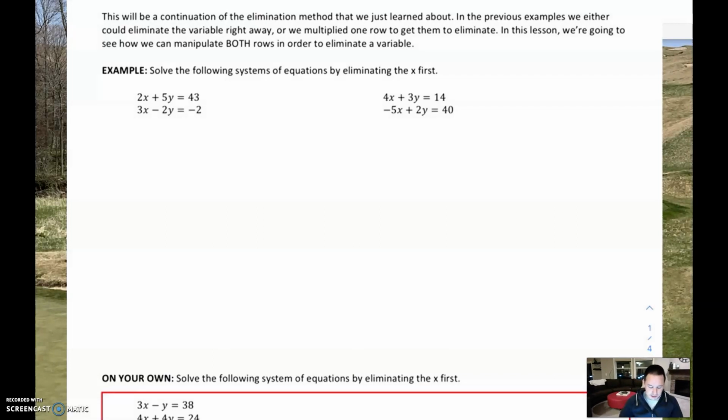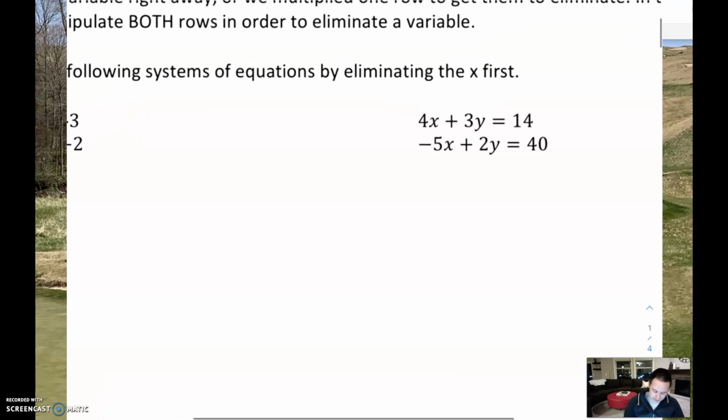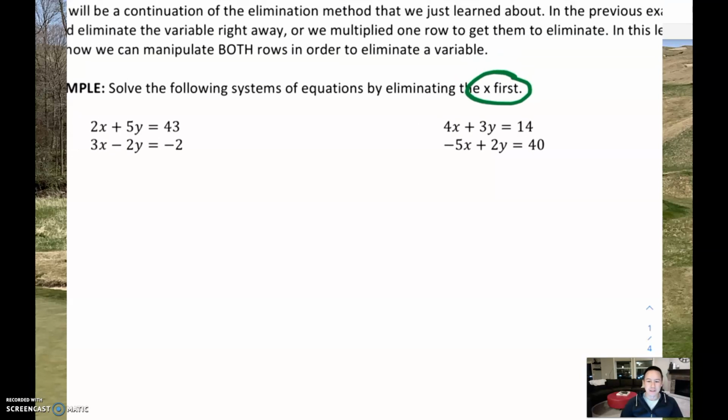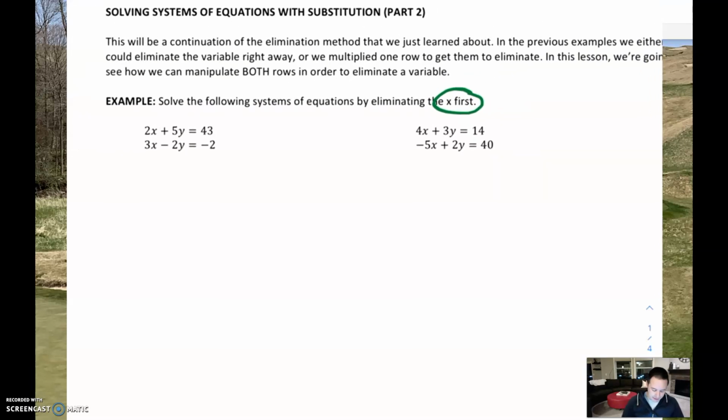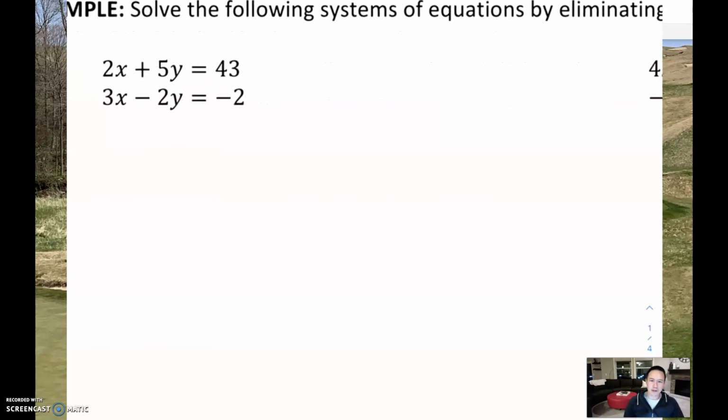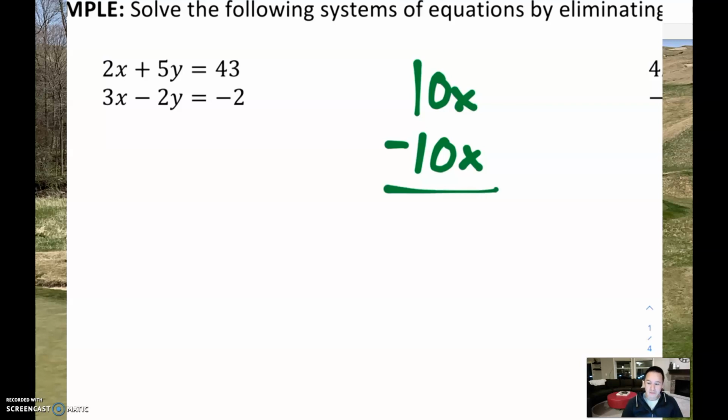The first one says solve the following system of equations by eliminating the x first. We're going to go ahead and get rid of the x first. If you remember from the last video, what we're trying to do is eliminate a variable. So suppose you see a 10x. In order to cancel it out, you need a negative 10x. We want to see the same number, but we want one of them positive and one of them negative. That way when you add them together, it becomes 0 and they eliminate.